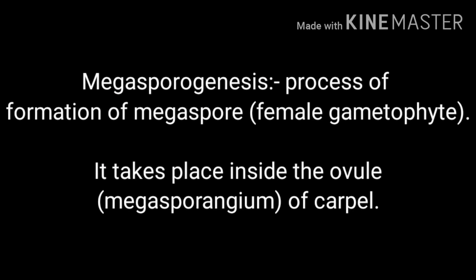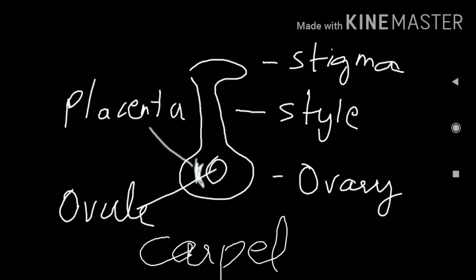Megasporogenesis, that is the formation of megaspore, female gametophyte, and it generally takes place inside the ovule of the carpel. Now on screen you can see the structure of carpel is given, where the topmost part is called the stigma, then it has a tube-like structure known as style, then below that a round bottom structure is there which is called the ovary. Inside that ovule is present. Ovule is also known as megasporangium.